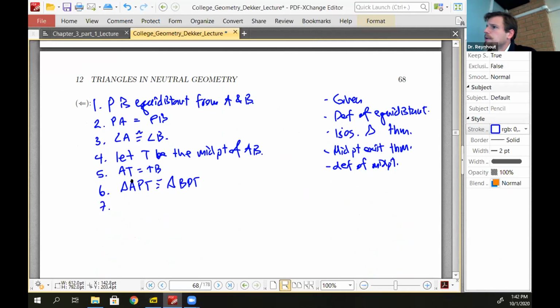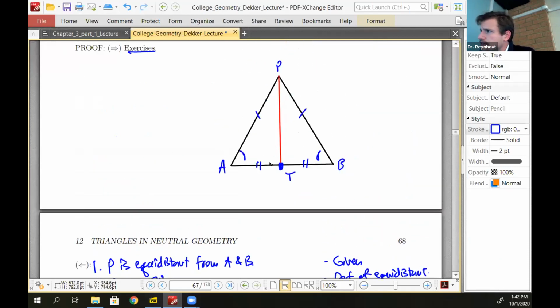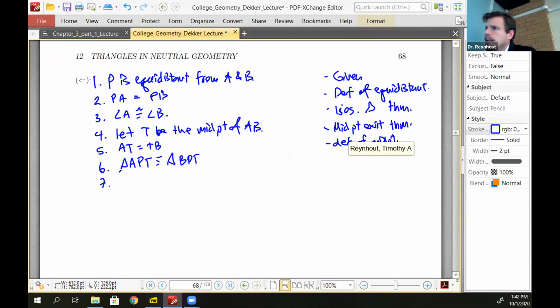From there, congruent triangles immediately give us that this angle measure is equal to this angle measure. We'll call this angle 1 and this angle 2, and we have that angle 1 is congruent to angle 2. We said that these triangles were congruent by side angle side because of 2, 3, and 5, side, angle, side. And these two angles are congruent because of the definition of congruent triangles.